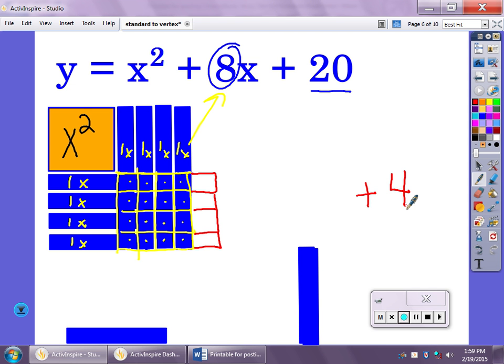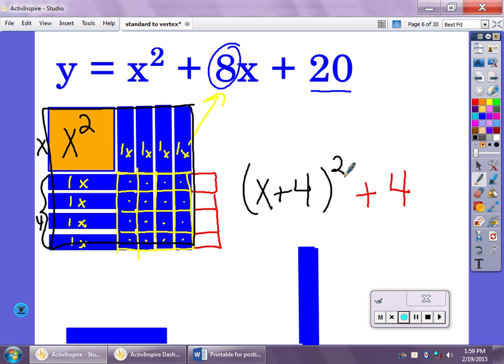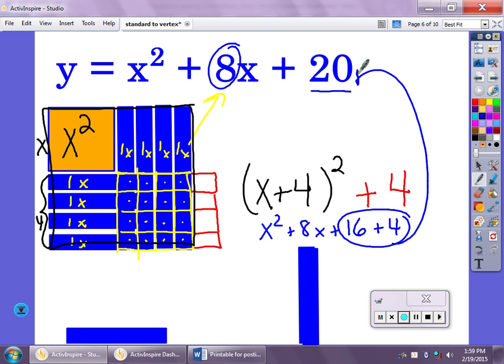Okay, so now we're going to focus back on the original quilt block. This was x and this is 4, making it x plus 4 squared. And then we have the plus 4 to get us to 20. Let's quickly double check. We have x squared plus 8x plus 16 plus 4. This will give me my 20. So we did it correctly. Building using the algebra tiles is one method. Let's look at another method.